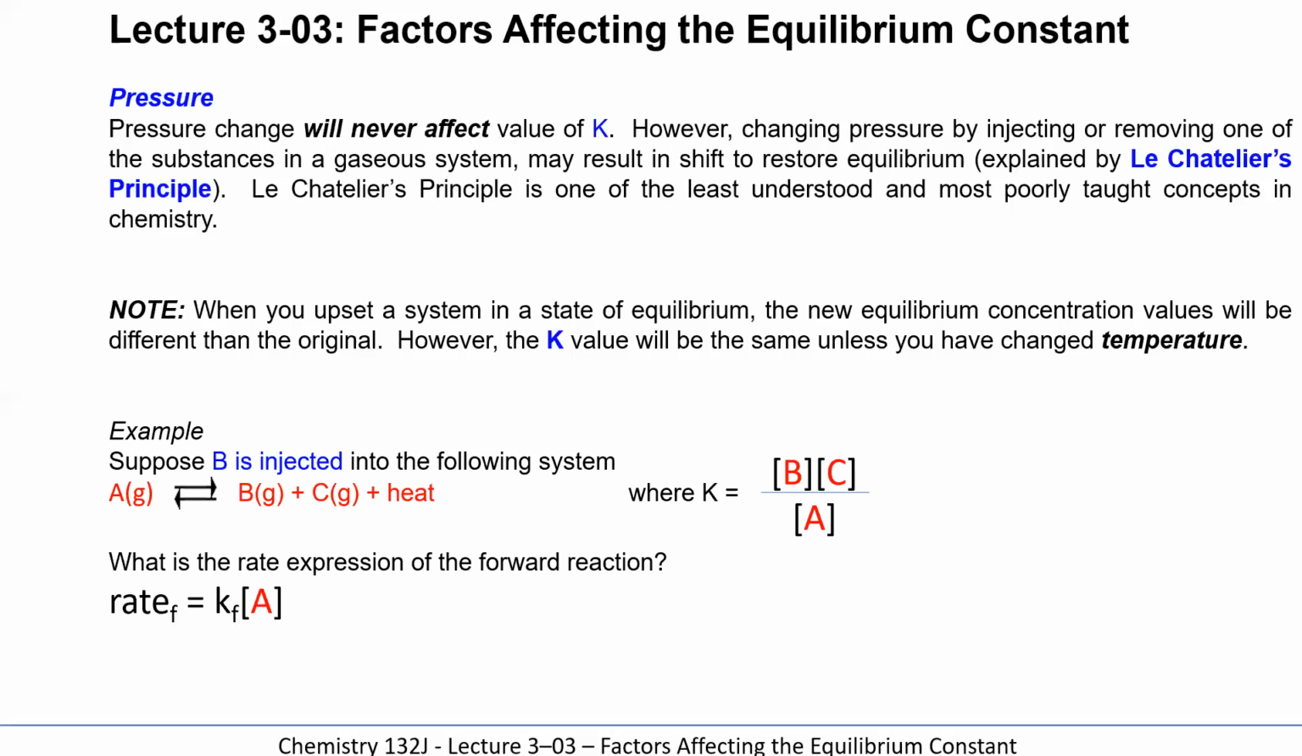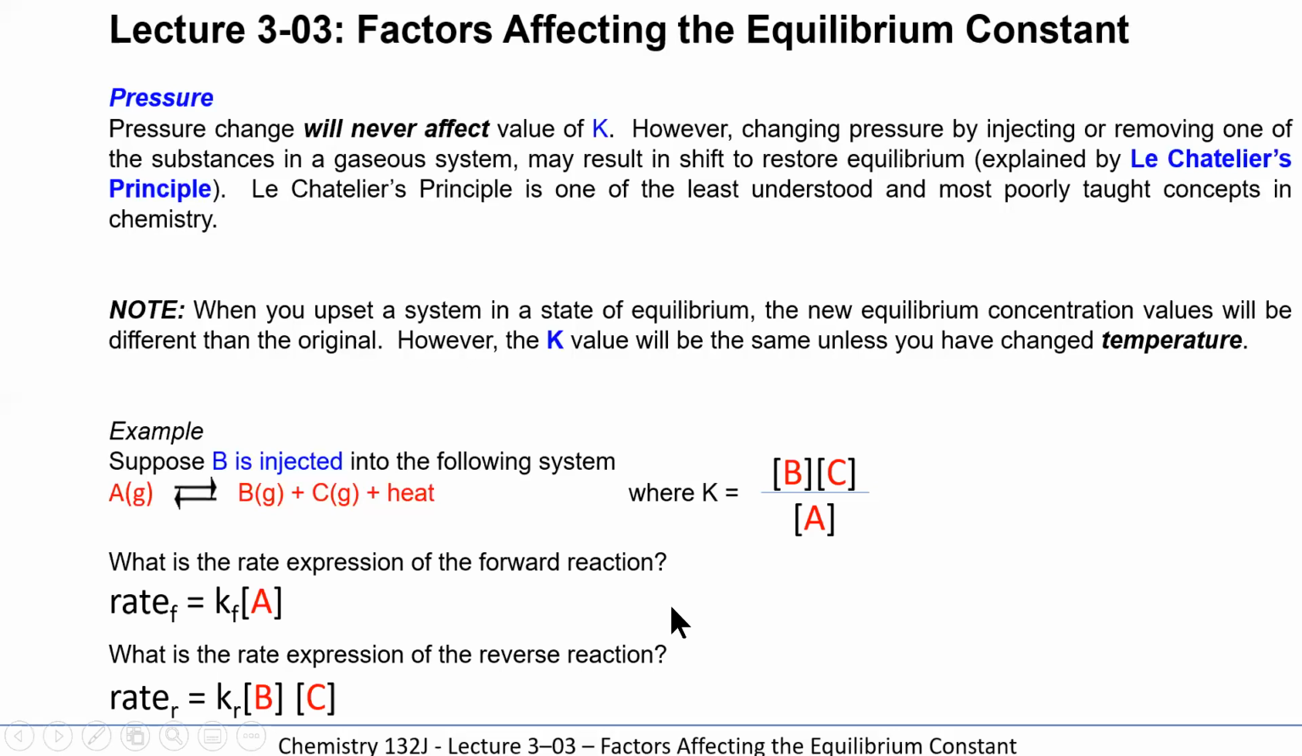So the rate of the forward reaction will equal k forward times the concentration of A. And the rate of the reverse reaction would equal k reverse times the concentration of B times the concentration of C. Now, if the system is at equilibrium, how do those rates compare? They're going to be equal to one another.